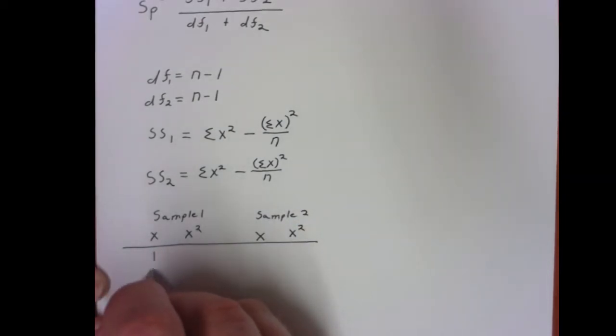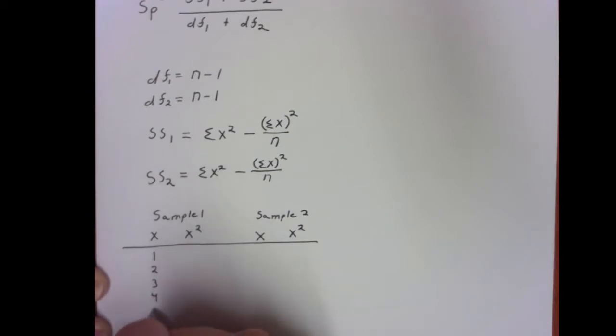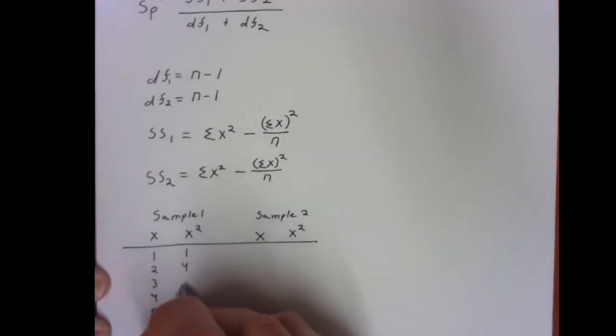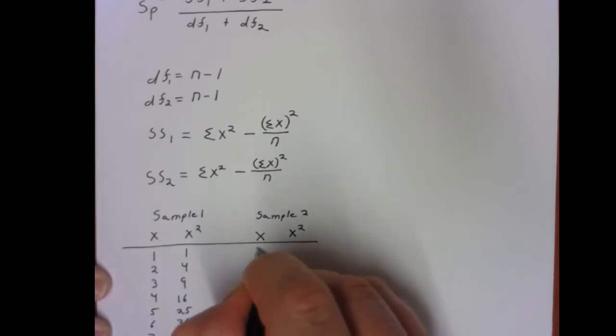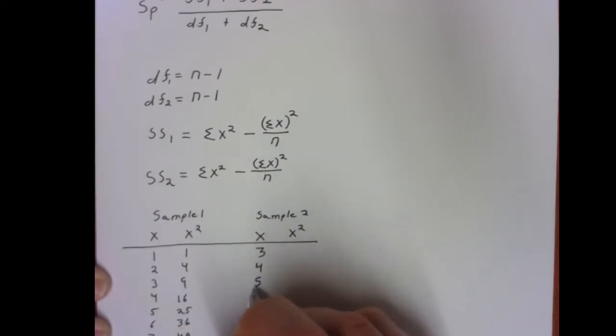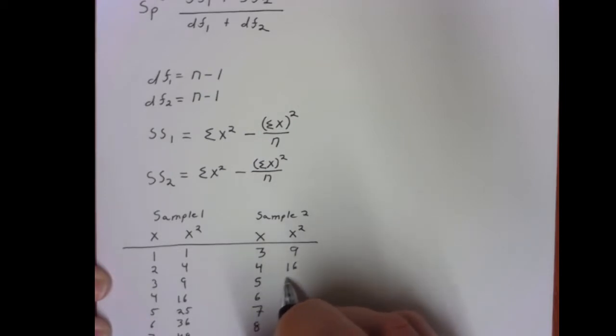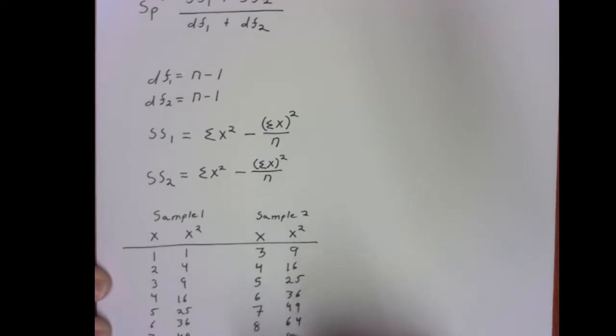Then I would list these out: 1, 2, 3, 4, 5, 6, 7. And then you can go ahead and square these. 1 squared is 1, 2 squared is 4, 9, 16, 25, 36, 49. And then the scores that we have in sample 2 are 3, 4, 5, 6, 7, 8, 9. 3 squared is 9. 4 squared is 16. 5 squared is 25. 36, 49, 64, and 81.